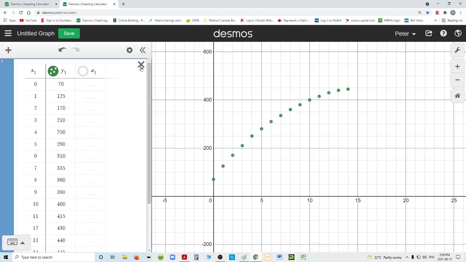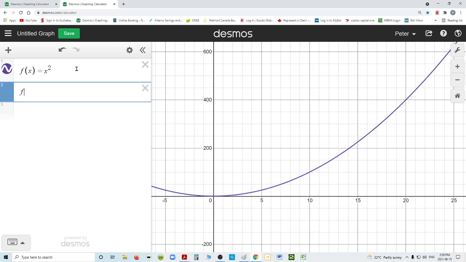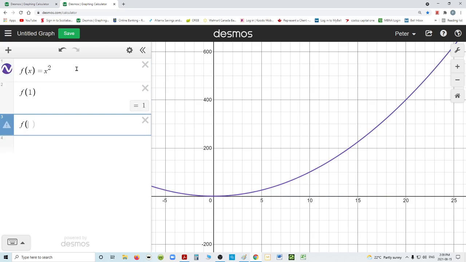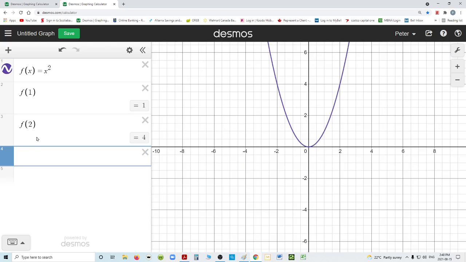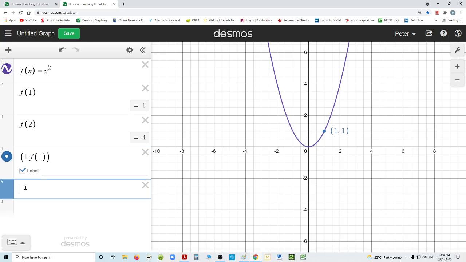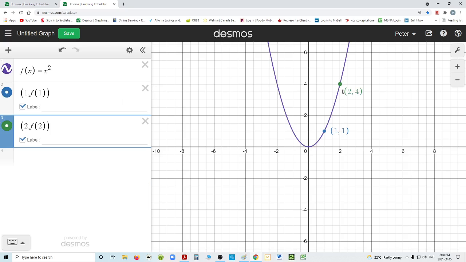So we'll just go back up, get rid of this, and we're going to do f of x is equal to x squared. And then we're going to find f of 1. Then we're going to find f of 2. And we're going to put the dot 1, 1. We're going to label it. Or if you want 1, f of 1, we're going to label it. We're going to put the dot 2, f of 2. We're going to label it. There, we can get rid of these. And we can see those are the 2 dots.